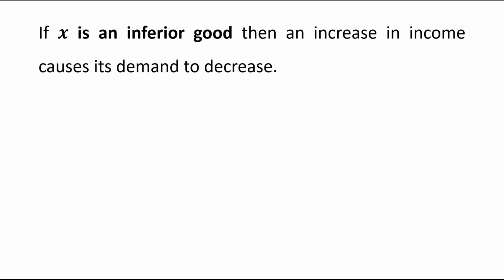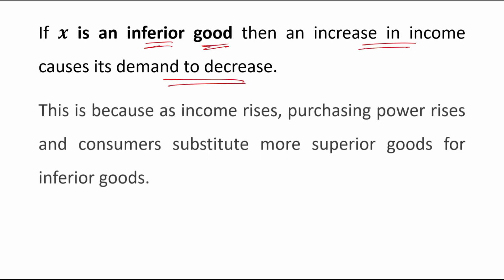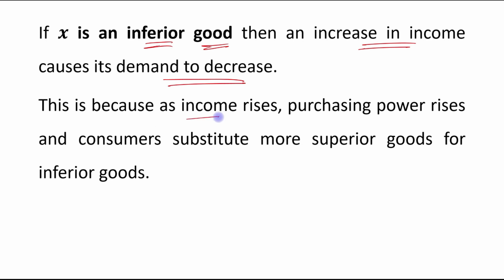If X is an inferior good, then an increase in income causes its demand to decrease. तो अगर X एक inferior good है, in that case, if your income level increases, then the demand will be decreased. This is because as income rises, purchasing power rises and consumers substitute more superior goods for inferior goods.